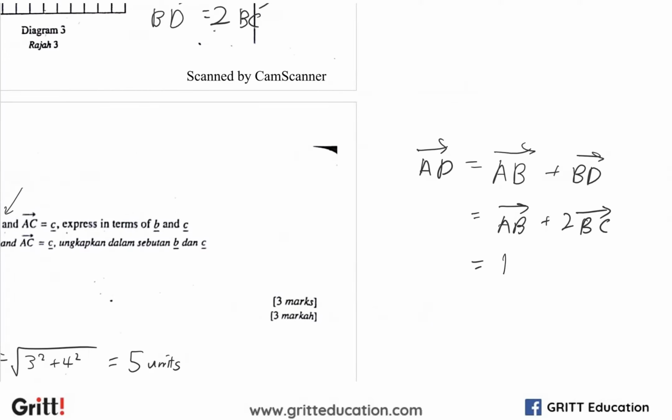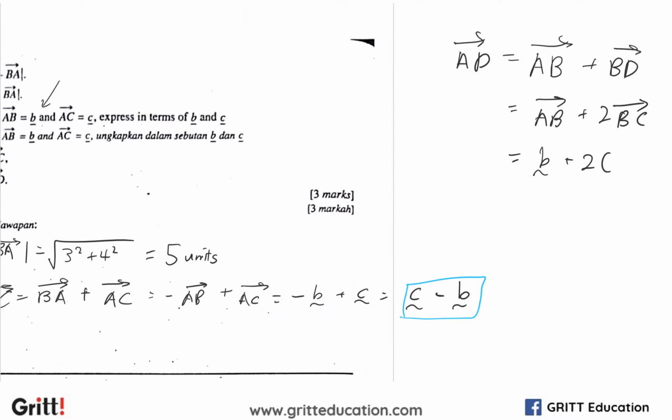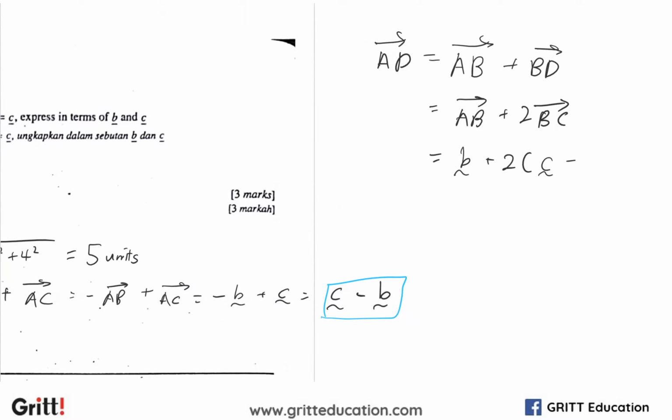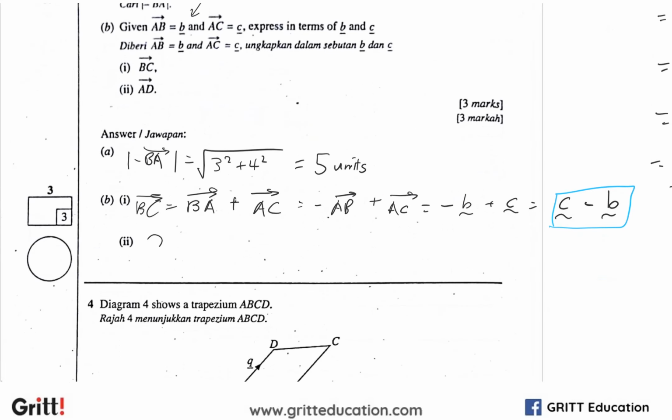So AB is vector B. Now BC we already found, which is vector C minus vector B. So here you have vector B plus 2 vector C minus 2 vector B. Then you'll get that your answer is 2 vector B, oh sorry, it should be negative. So instead, I'll put the positive one first. So 2 vector C minus vector B. So this is your answer. So the answer is 2C minus vector B.